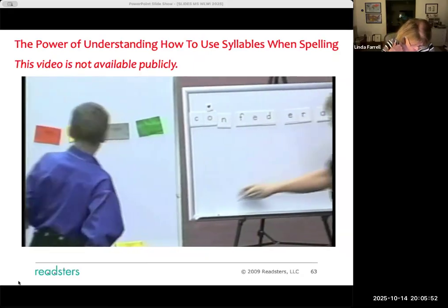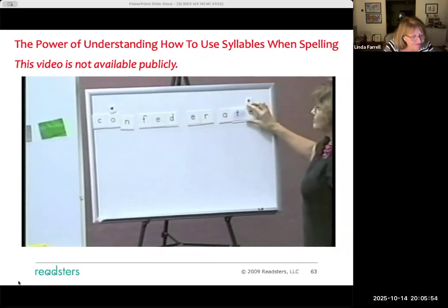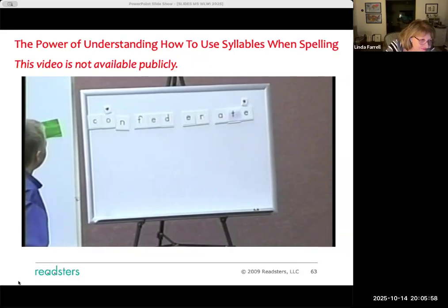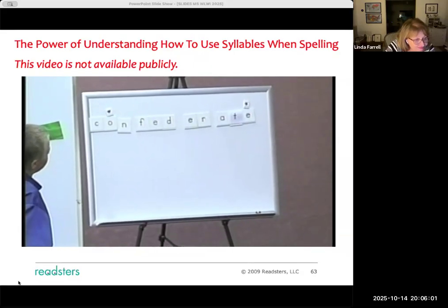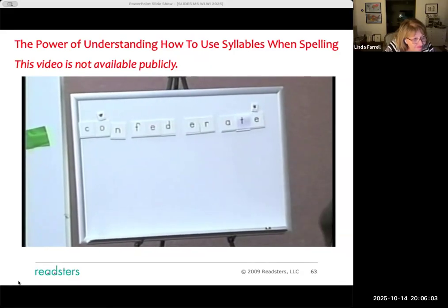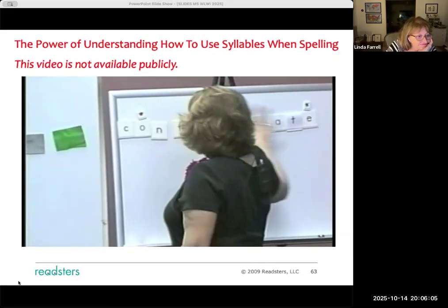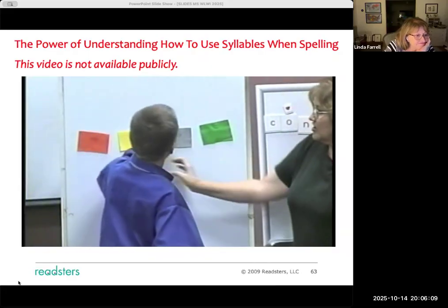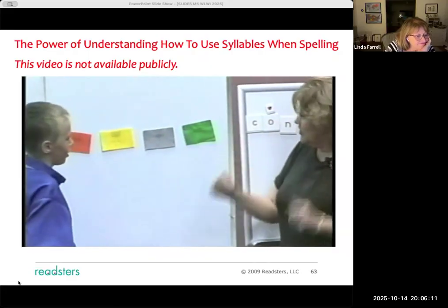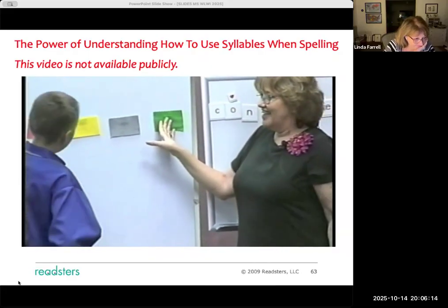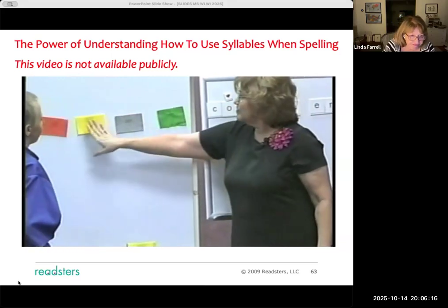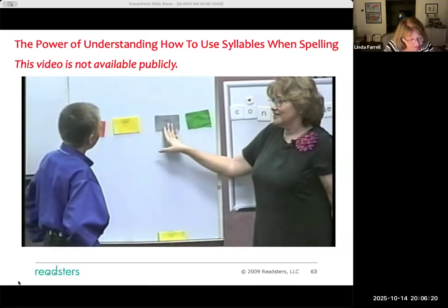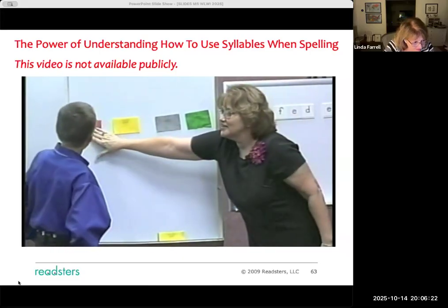Okay. So when you want to take a picture of this map in your mind, are any of those hard for you? Okay. Without looking over here, tell me what the syllables are. Kun. Fed. Er. Ate. Okay, good. How do I spell this one? A-T-E. How do I spell this one? F-E-D. How do I spell this one? E-R. C-O-N. You are so good.